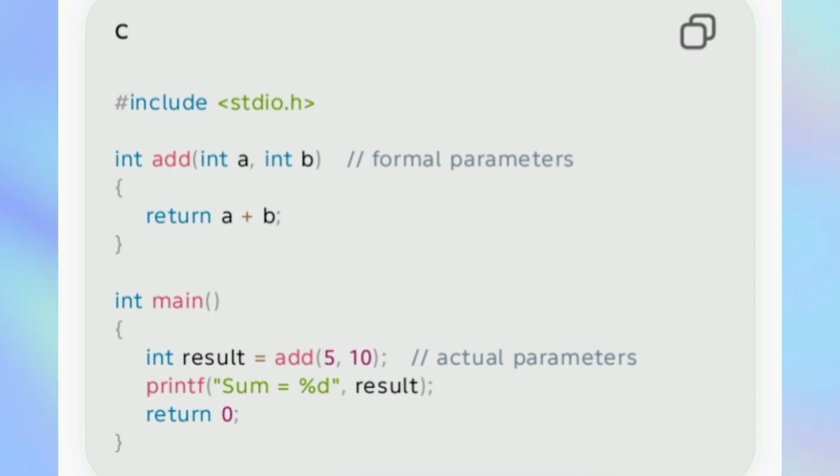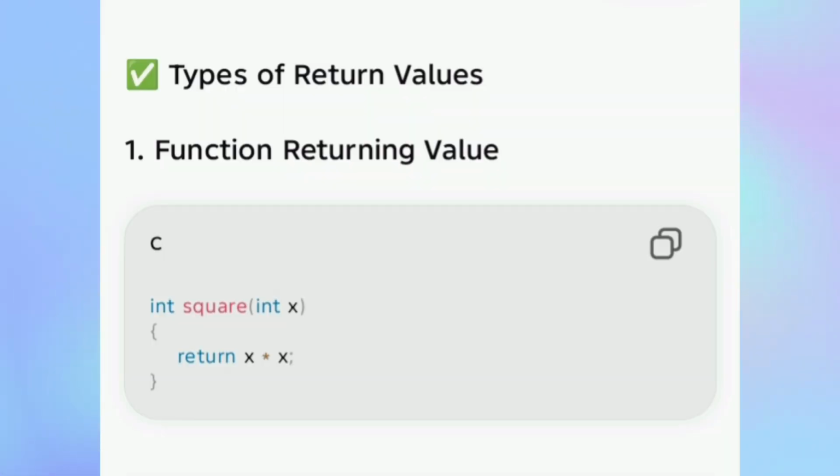The values passed to the formal parameters are called actual parameters. Here the example is a, b, passing the values 5, 5. That is the difference between the actual and the formal parameters.